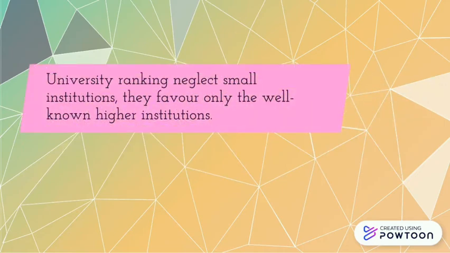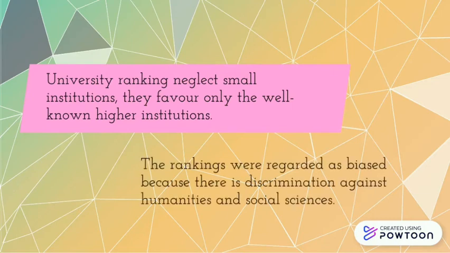University rankings tend to neglect small institutions. They favor only the well-known higher institutions. Other than that, the rankings were regarded as biased because there is discrimination against the humanities and social sciences.